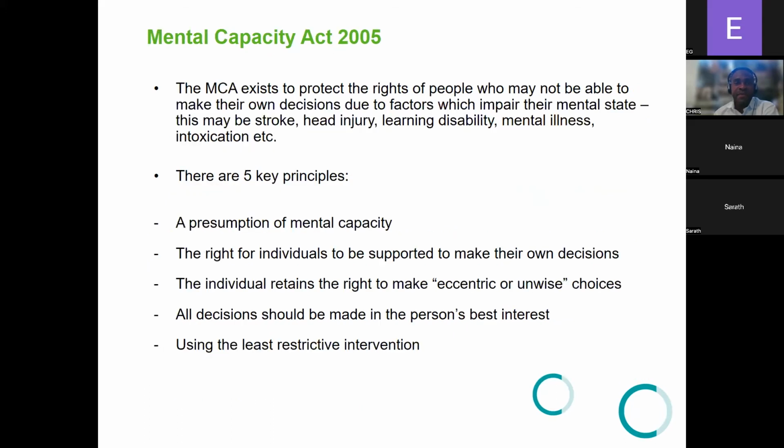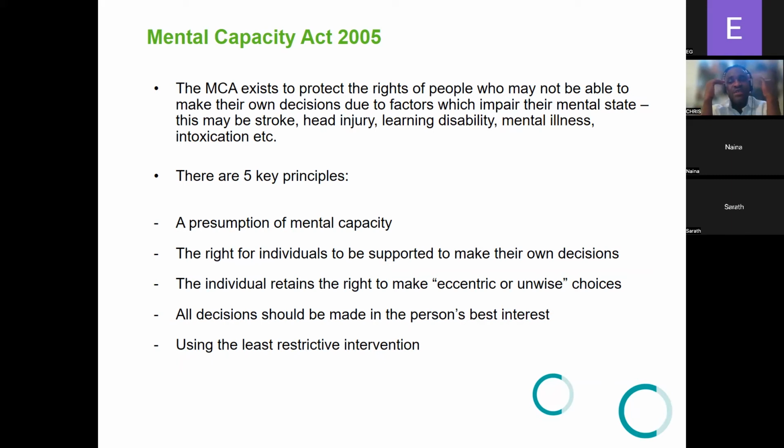Thank you. Right, this is very important. In some settings, it's called the Mental Capacity Act 2005. This act is very, very important. It's also called, with this abbreviation, MCA, Mental Capacity Act, and it exists to protect the rights. The first thing it protects is the rights, please don't forget, of people who may not be able to make their own decisions due to some factors which impair their mental state.